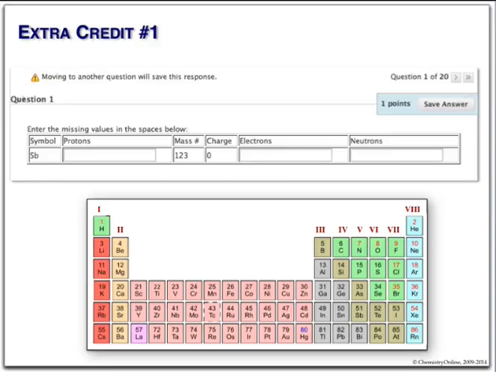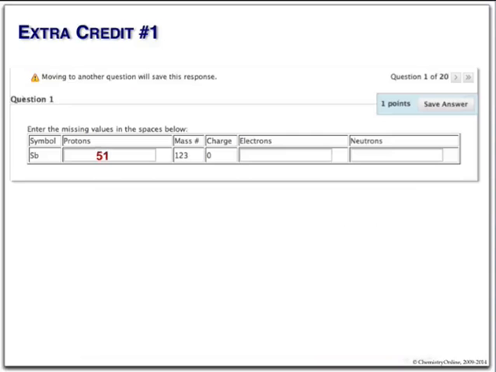Okay? All right, well, here we're looking at Sb. Sb is antimony, of course. And we look at our periodic table, and there it is down here at the bottom. Its atomic number is 51, so that means it's going to have 51 protons. We are given that it has a charge of 0 and a mass number of 123.